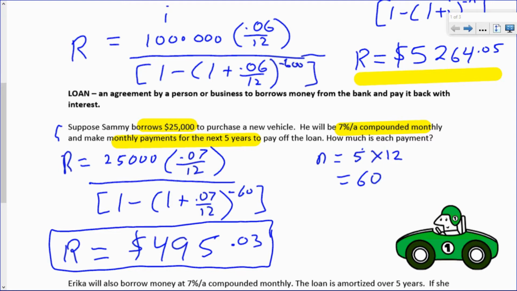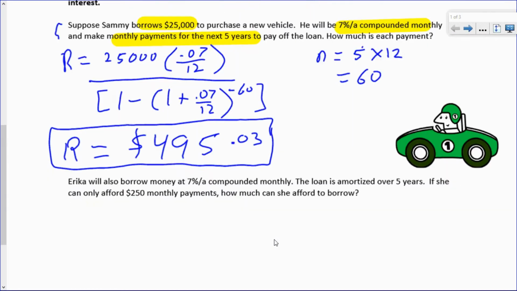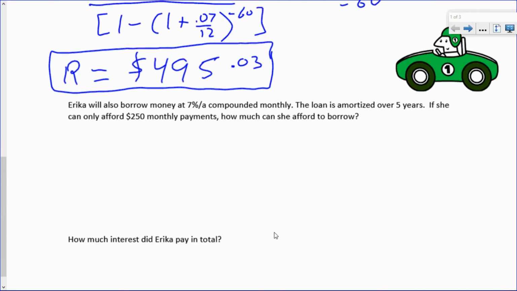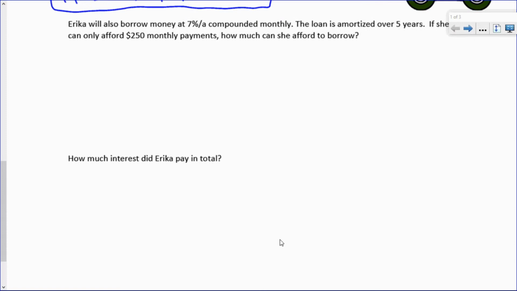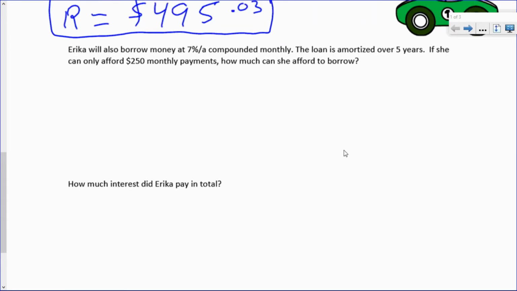Another example, suppose we have Erica. Now, Erica can also borrow money at 7% compounded monthly, and also a loan that is over 5 years amortized. That's like spread out. Okay, that's the length of the loan. It's an amortization period, or we sometimes say it's amortized over 5 years. But she can only afford $250 for monthly payments. How much can she afford to borrow?